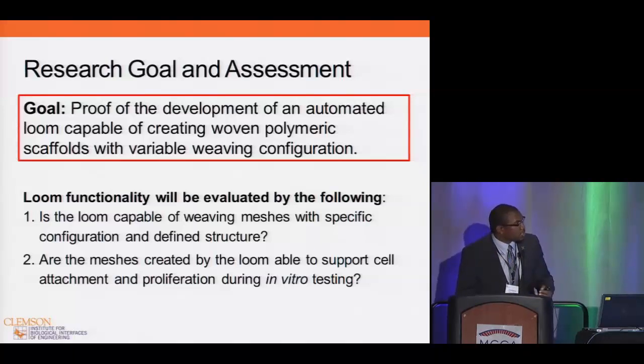And so we looked at two things to determine loom functionality. The first was, is the loom capable of weaving meshes with specific configuration and defined structure? And then the second thing was, are the meshes that are created by the loom able to support cell attachment and proliferation during in vitro testing?